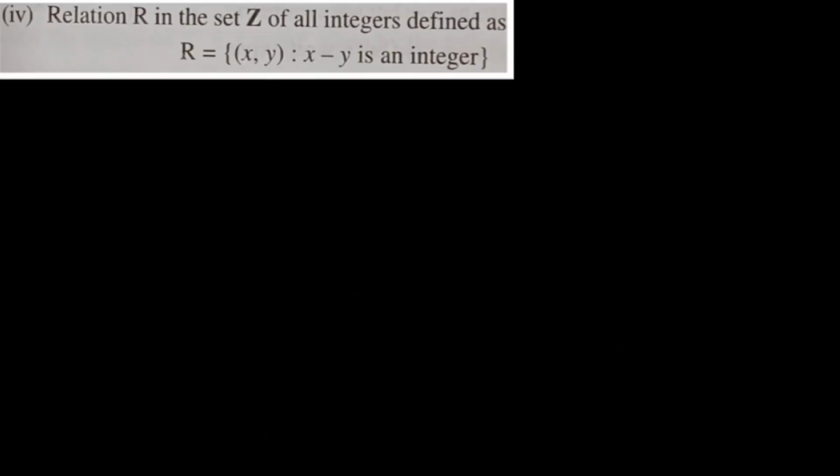See, in the fourth part, this is the first question's fourth part. Relation R in the set Z of all the integers. Now from Z I have to choose. So R is equal to (x, y). This is the relation given to us. R is equal to (x, y) such that x minus y is an integer.